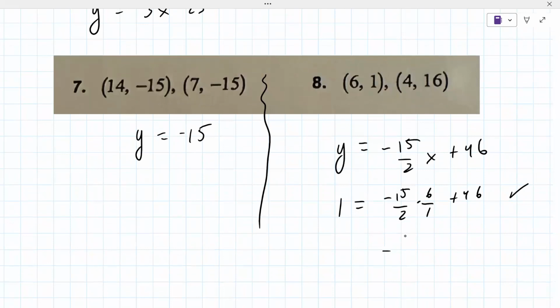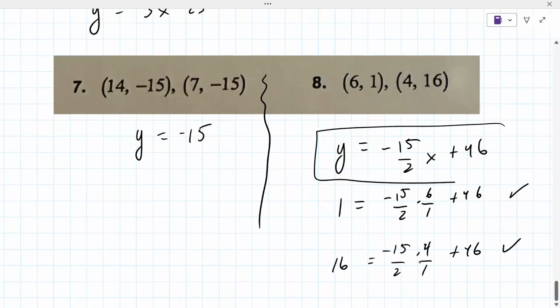And then, checking the other point, does that equal, I'm sorry, I got them in the wrong spot. Does the 4 here, and it does. It just didn't fit my eye, but that's okay. Good job on that.